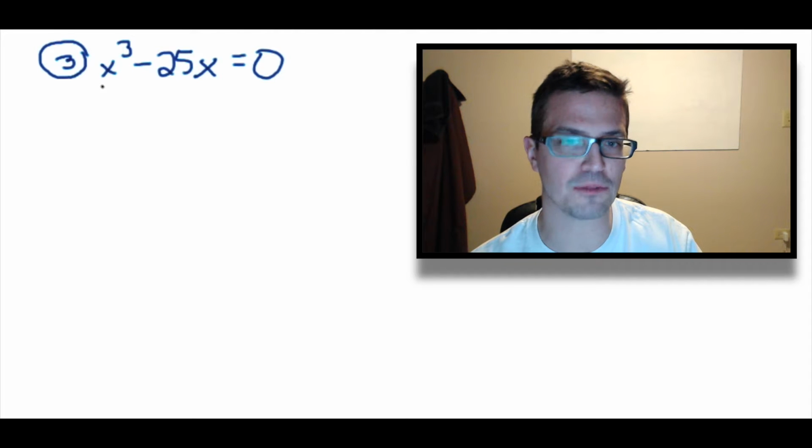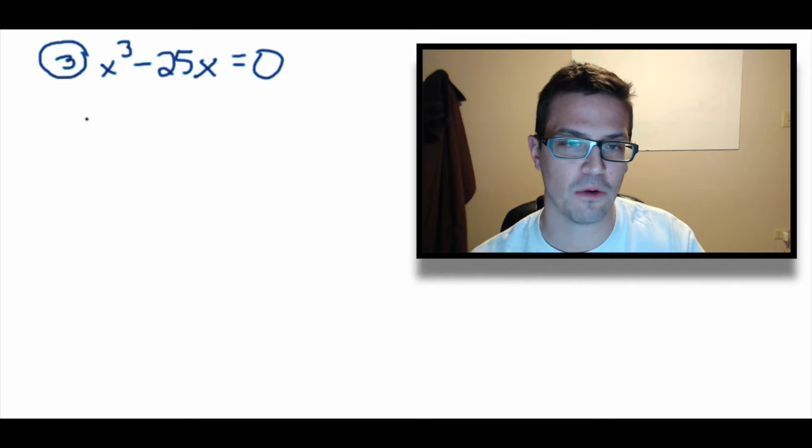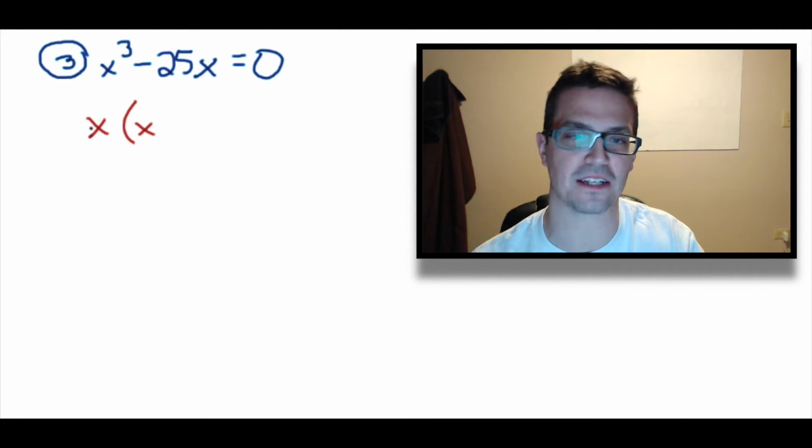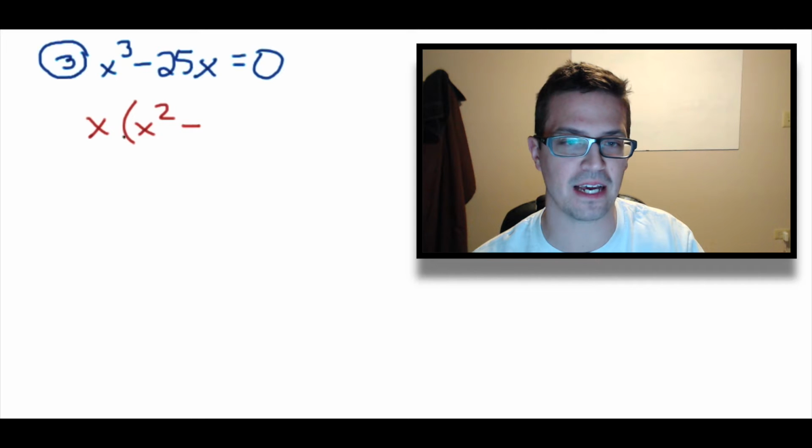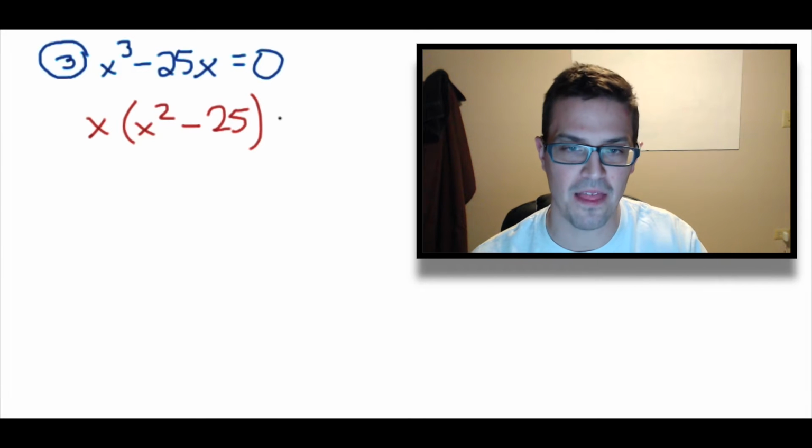The common factor between these two terms on this side of the equation would be x. So I'm going to put an x in front, and if you factor x out of this x cubed, it would be x squared. So x times x squared is x cubed, and then I'm going to factor an x out of this minus 25x. It should be x times minus 25 to get minus 25x. And then this is set equal to 0.